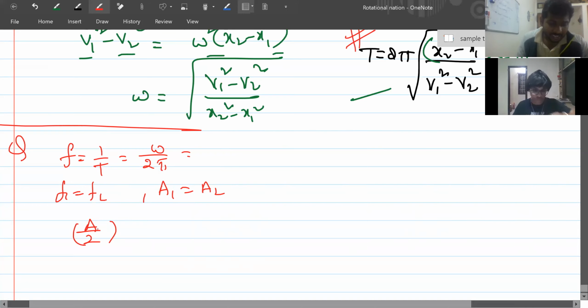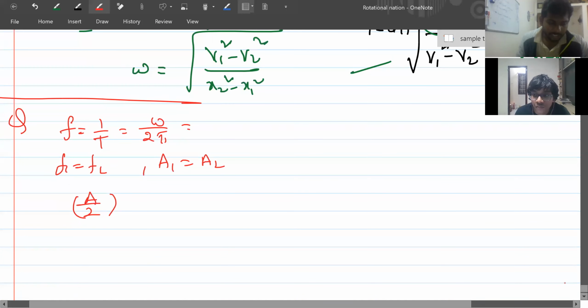Parallel straight lines, but moving in opposite directions. The mean positions of the two particles lie on a straight line perpendicular to the paths of the two particles. Mean positions of the two particles lie on a straight line.